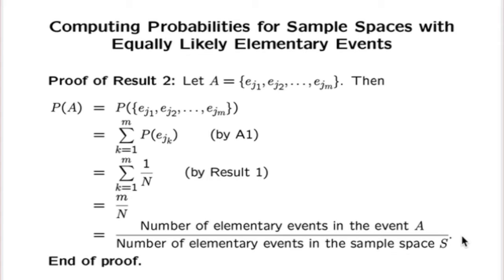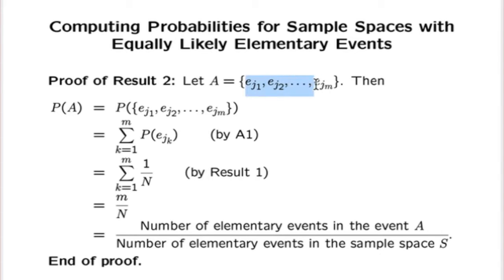Now let's look at how to prove result 2. And so let's denote our event A as a subset of the sample space in the following way. You'll notice that the notation is getting a little bit more cumbersome here, a little more involved. I've got actually two levels of subscripting. The first subscript is J sub 1, the second subscript is J sub 2, and so forth, out to the last elementary event whose subscript is J sub m.